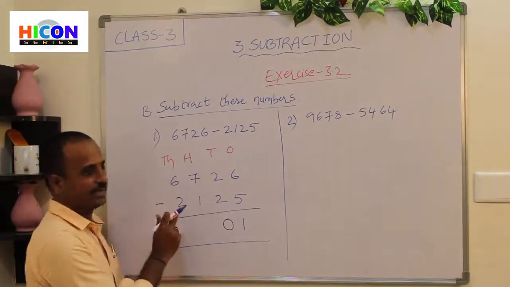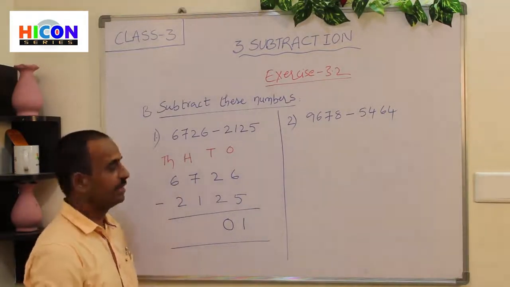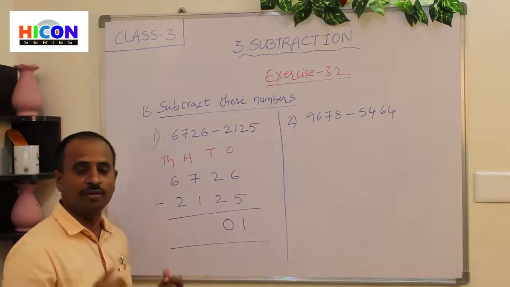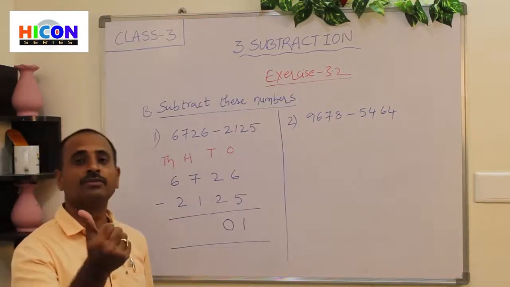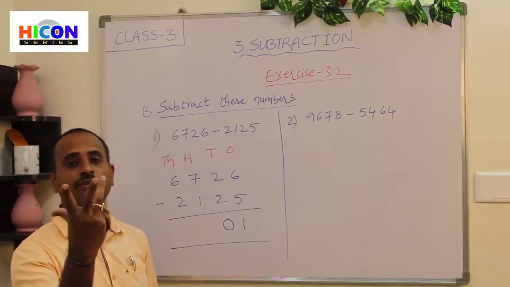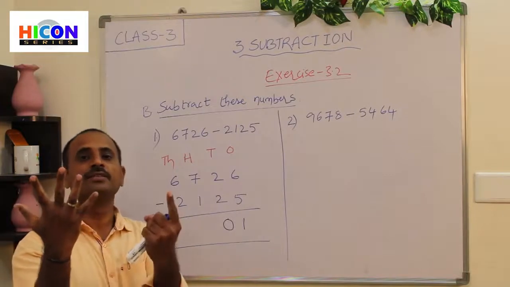Now go to hundreds place. So what is the first number here? 7. So open 7 fingers of your hand. 1, 2, 3, 4, 5, 6, 7.